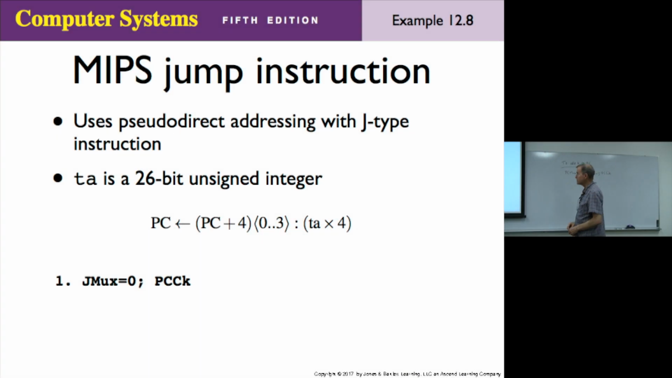There is a MIPS jump instruction. It uses pseudo-direct addressing with J-type. You can go back and look up what the J-type instruction is, but this is an interesting little bit of a tricky RTL, Register Transfer Language specification. And here again, let me hasten to add, I mentioned this once before, but let's say it again.